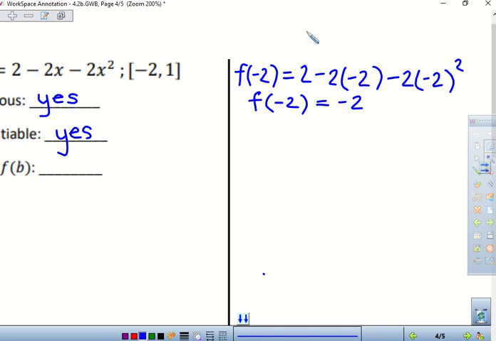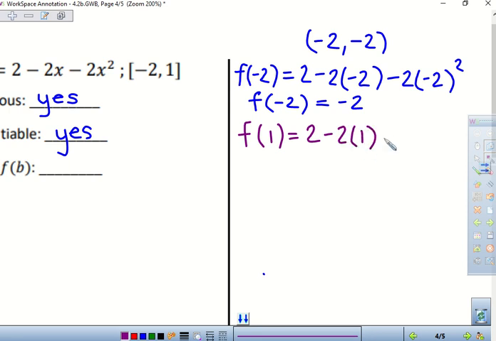So that means that we have a point at (-2, -2) on our function. Okay, we're going to have to use that later, so might as well take care of both steps in one step. Now we're going to have to plug the other point in as well, and evaluate, and when you do that math, you're also going to get -2. So we also have a point (1, -2).